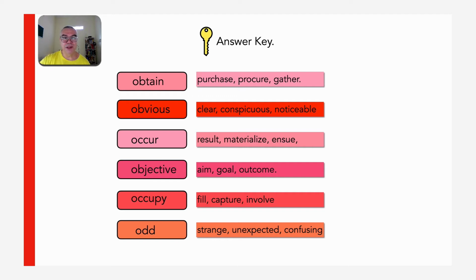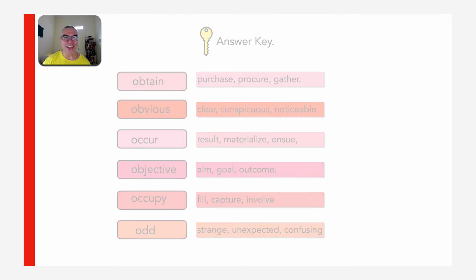Objective, aim, goal, outcome. Occupy, fill, capture, involve. And lastly, odd, strange, unexpected, confusing. All right, keep your energy up.